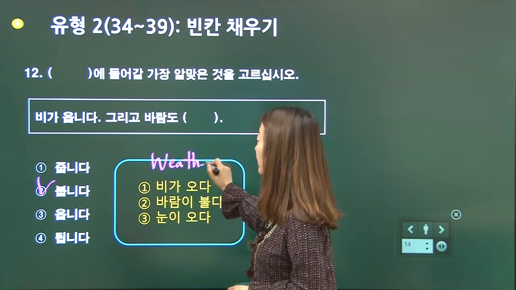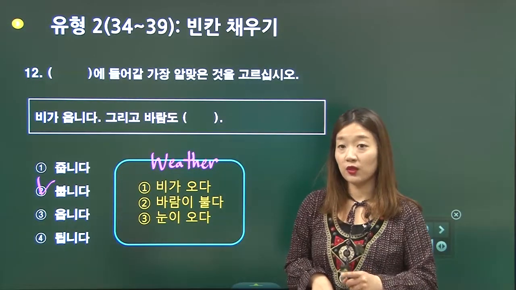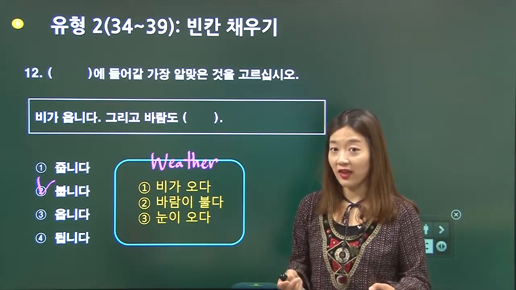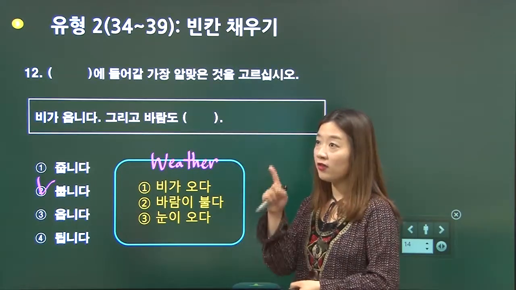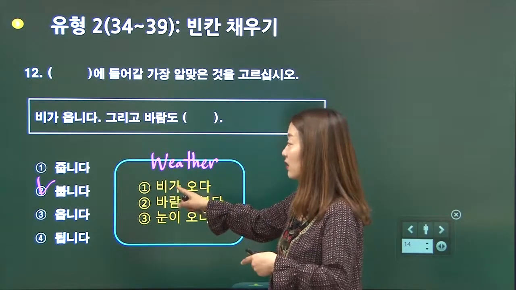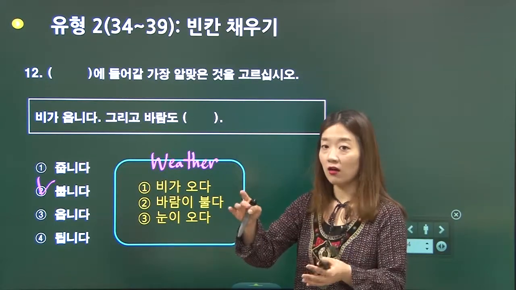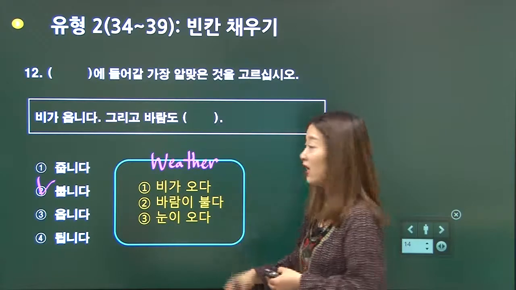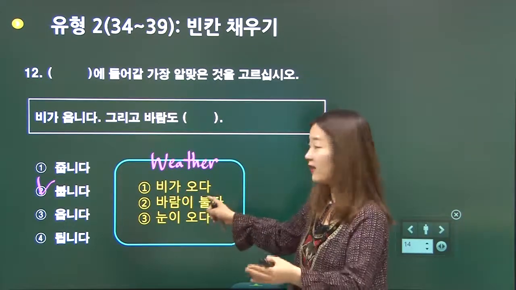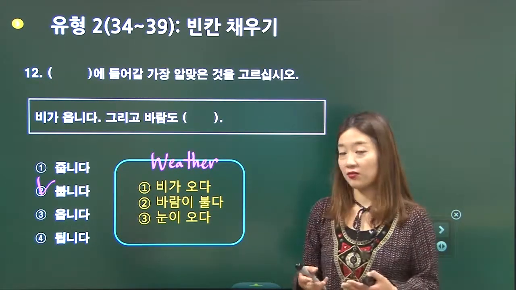This is about the weather. Number one, 비가 오다. You know what? In English, there's only one word for the weather. I mean, it is rainy, it is windy, it is sunny, it is cloudy, something like that. But in Korean, we need to use one noun and one verb, okay? 비 is the rain, but in English, rain has two different meanings: the noun of rain and the verb of rain, right? But in Korean, 비 is just a noun. So we need the subject marker and then a verb. 비가 오다. We can express it as rain comes.